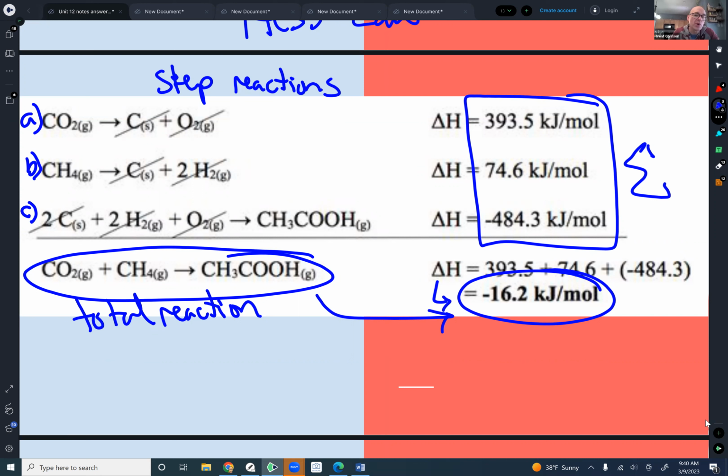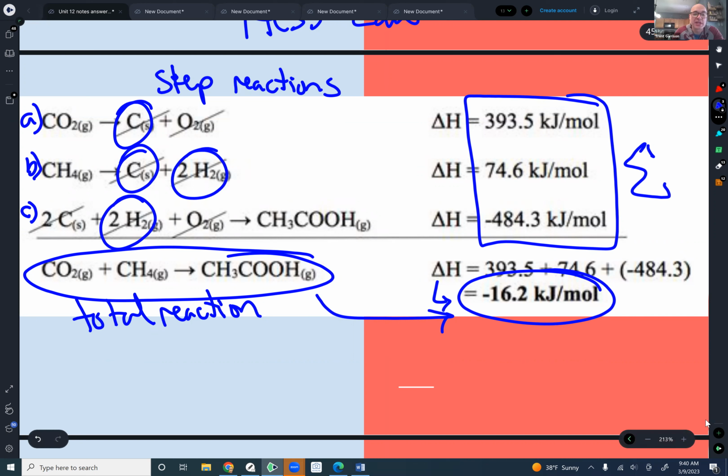What we will notice in this is that some of the materials in the step reactions didn't appear in the final, total reaction. Notice there's no C's down below. That's because they canceled out. There's no oxygens down below or hydrogens down below. That's because they canceled out. Sorry, there's the other C. And there's no O2s down below, and that's because they canceled out. So we're going to learn how to do this.